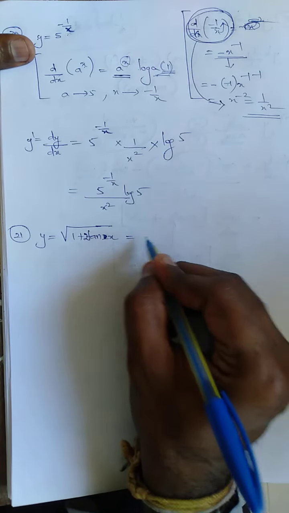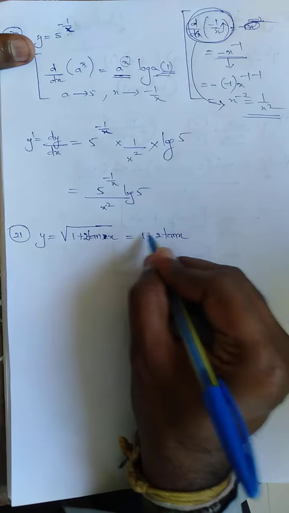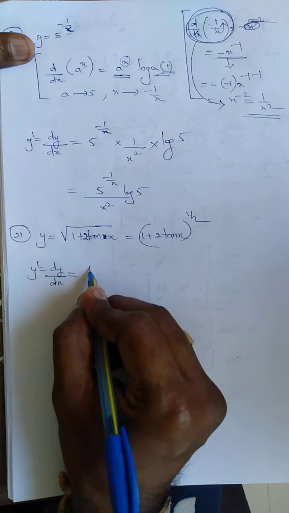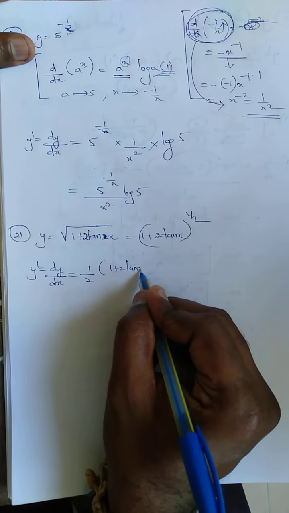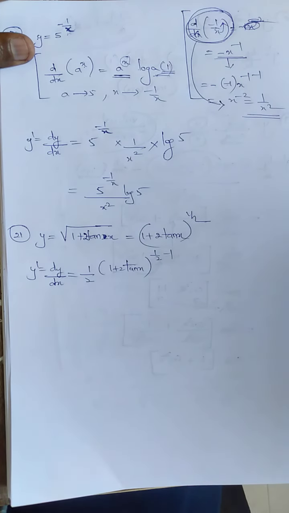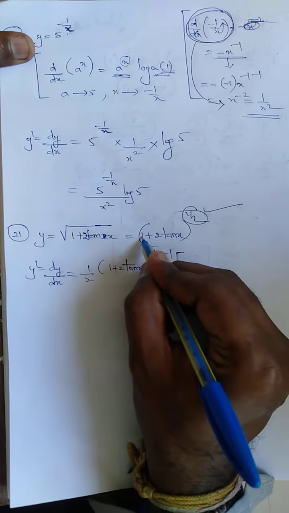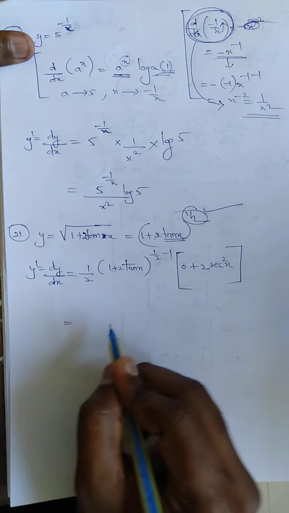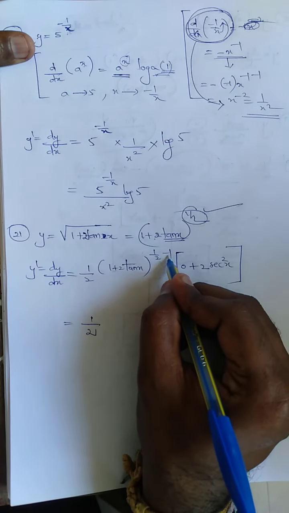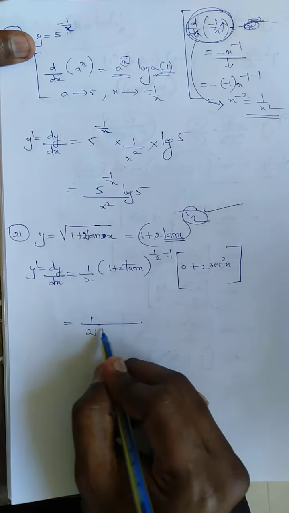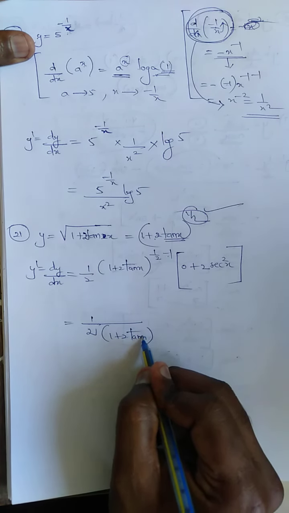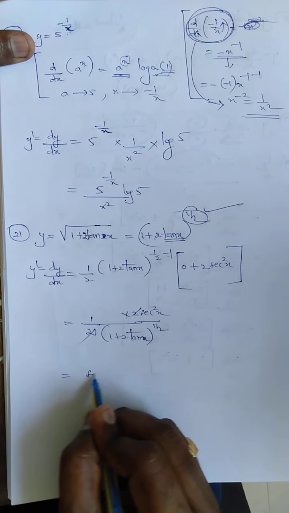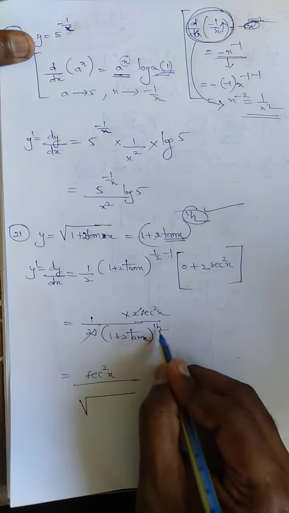So whenever a square root is present, we can write it as 1 plus 2 tan x whole power of 1 by 2. y dash, dy by dx. Differentiate. First bring down the power 1 by 2. 1 plus 2 tan x whole power of 1 by 2 minus 1. Next, differentiate the inside: 1 differentiates to 0, plus 2 is a constant, tan x differentiates to secant square x. Listen very carefully. 1 by 2 minus 1 is minus 1 by 2. This minus 1 by 2 I will put in the power. This is going to be 2 into secant square x. The 2 gets cancelled. So secant square x divided by, this power 1 by 2 I can write as square root of 1 plus 2 tan x.